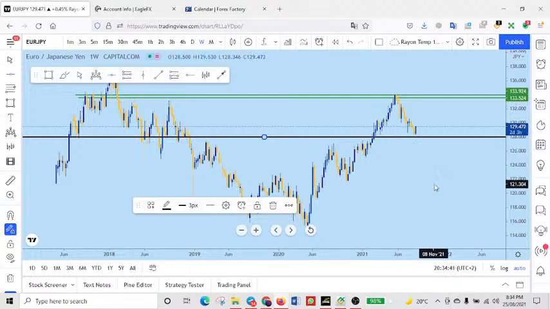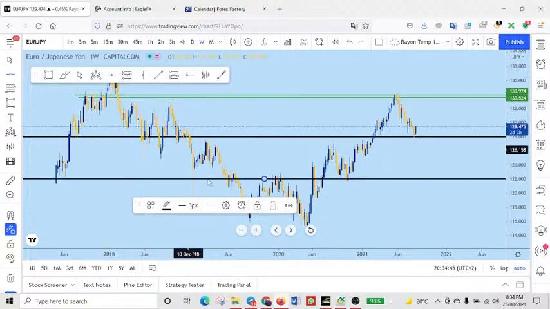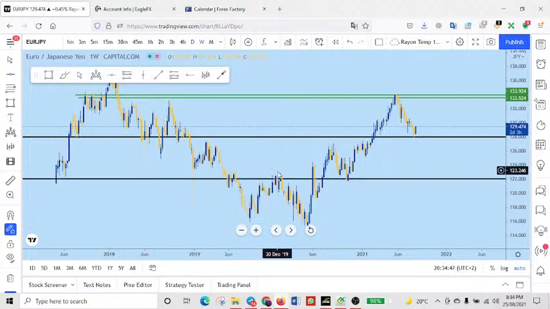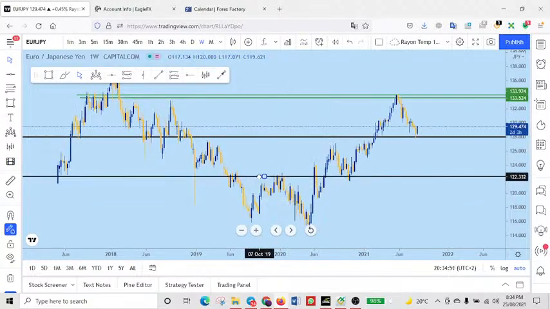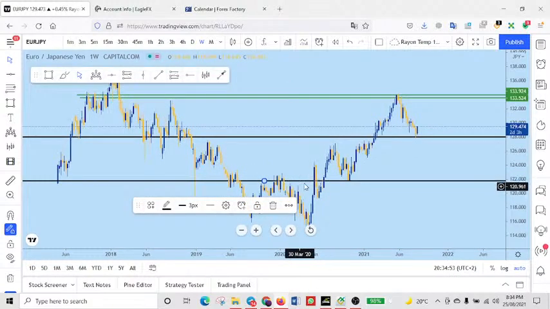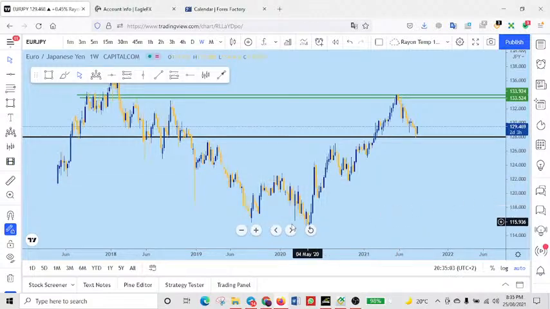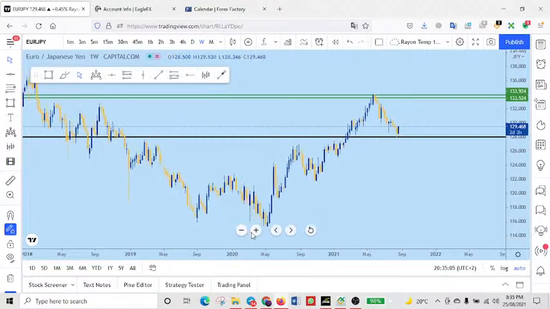Okay, now let's move on again. Look at this level as well. This is another key level. This is another level. We also have another level here. So we are not going to fill our chart with lines, because if you do that, you're just going to end up confusing yourself.